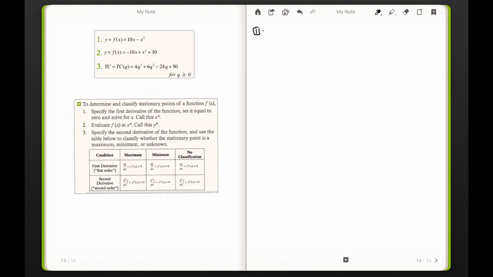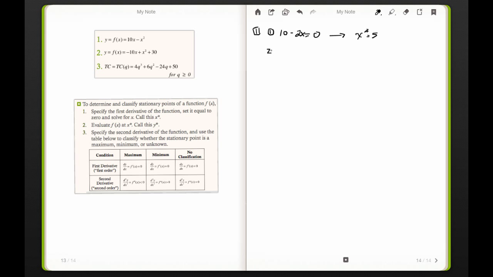All right, so we have f of x is equal to 10x minus x squared. The first thing I'm going to do is specify the first derivative of the function. So the derivative with respect to x is 10 minus 2x. This tells me the derivative at any point along the function, 10x minus x squared, but I want to find that stationary point. I want to find that point where the derivative is 0. So I'm just going to set that equal to 0, and then solve for x. And I come out with x star is equal to 5.